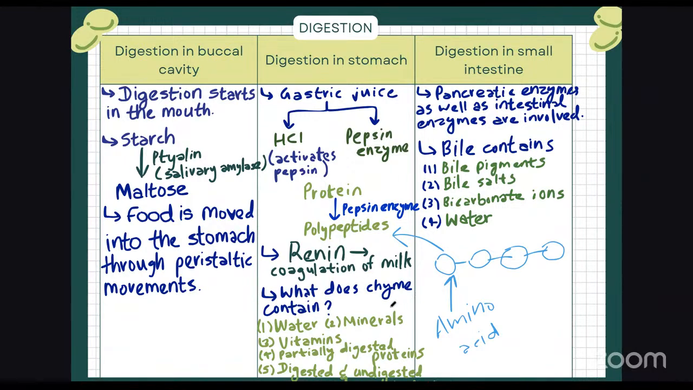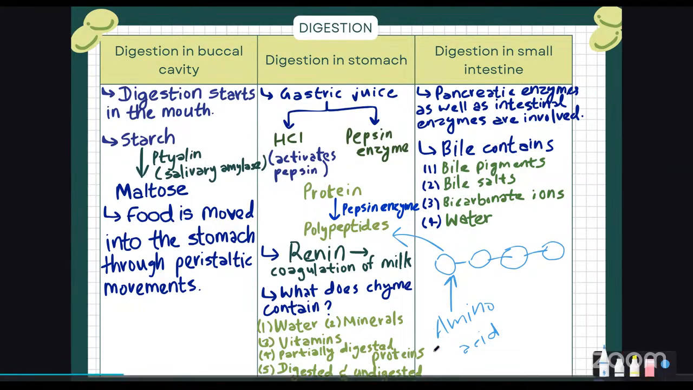So now you have the bolus, right? What you swallow is the bolus. Now the bolus of food comes into the stomach. It's going to get mixed with the gastric juice, and finally it's going to be giving us chyme. So chyme is acidic. Anyways, you all don't have to know that. Now let's see what is present in chyme. There are 5 compounds that you can find in the chyme. We have water, minerals, vitamins, partially digested protein, as well as digested and undigested carbohydrates.